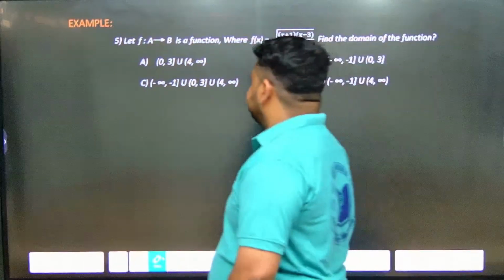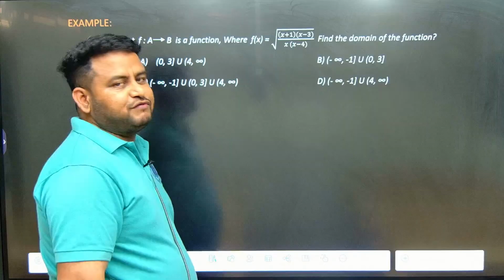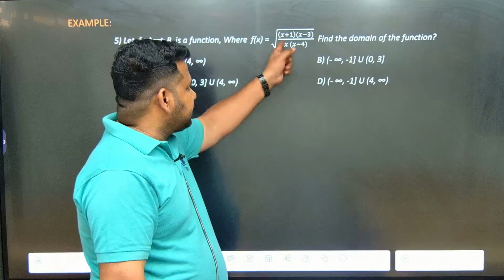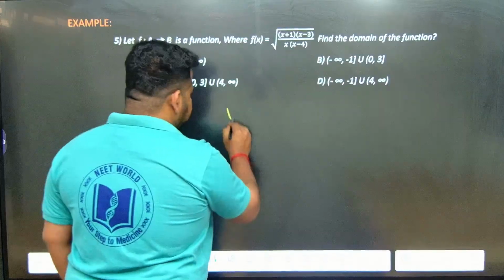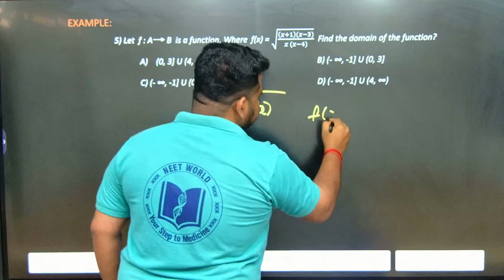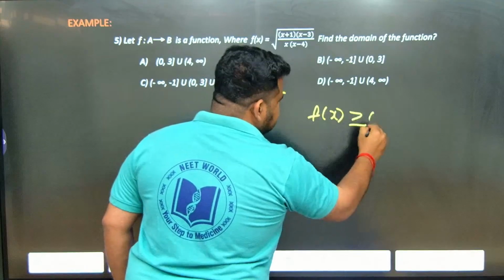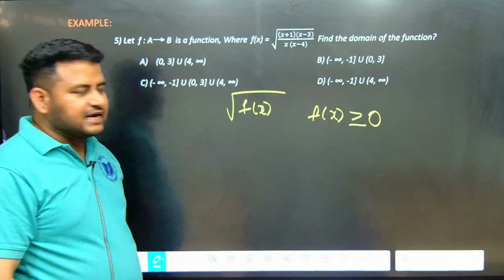Look at this function. The function is given in such a way that it is of the form square root of f of x, with f of x given within the square root. Find the domain of the function. Whenever the function is of the form square root of f of x, you will take f of x as greater than or equal to 0.